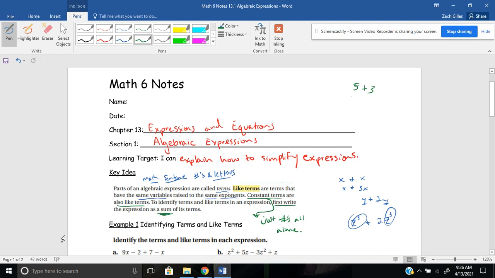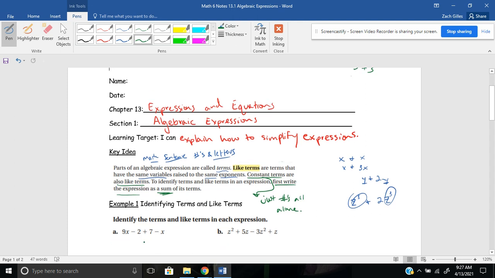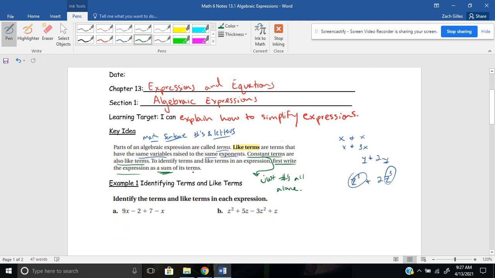To identify terms and like terms in an expression, first write the expression as a sum of its terms. In other words, change all your subtractions to additions and the next term to its opposite. This is that chop rule that we've talked about, where we take our subtraction, change it to addition, and the next term to its opposite.